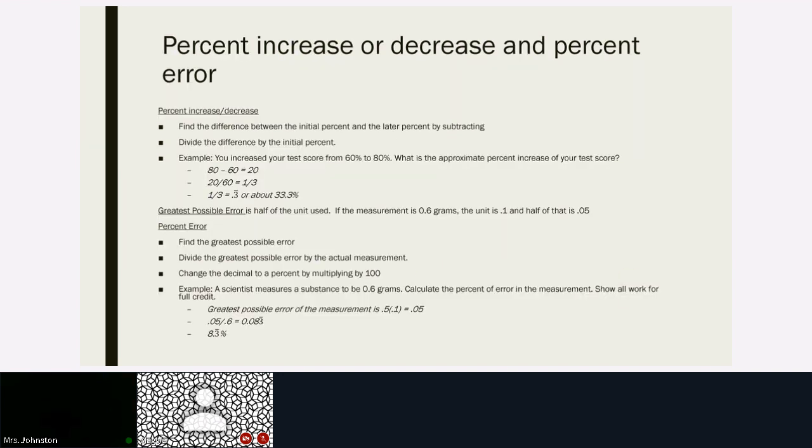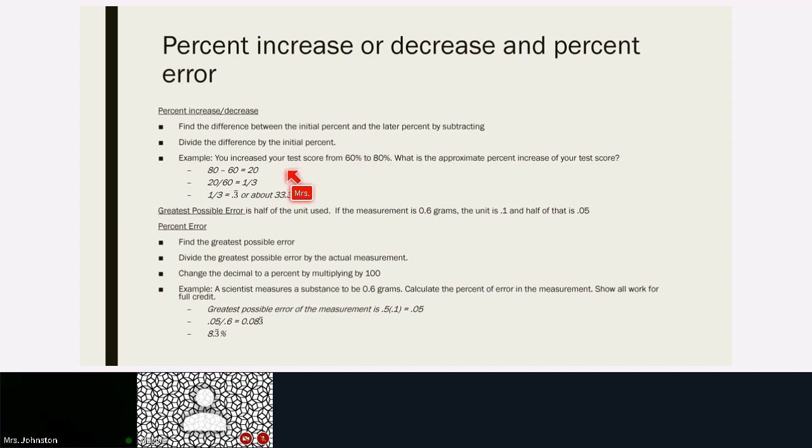Okay, there's one special type of problem that throws people off, and that is the percent increase or decrease and the percent error. When you're asked to find the percent increase or decrease, first, you're always given 2 numbers. Find the difference between the first number and the second number by simply subtracting them. Then divide that difference by the initial percent.